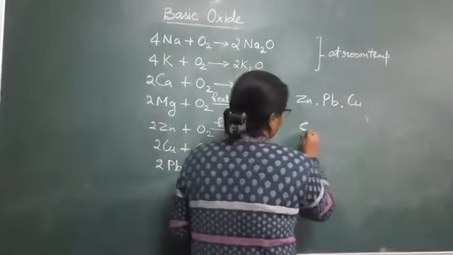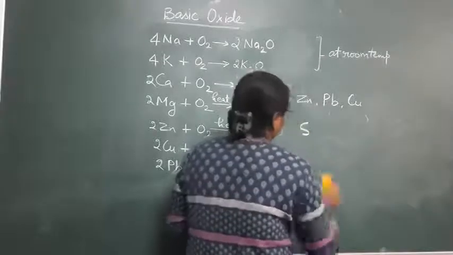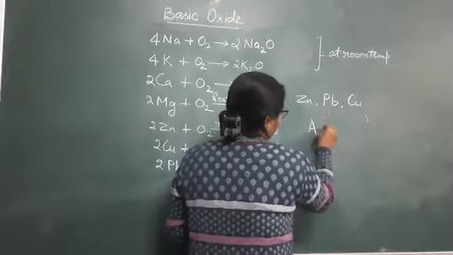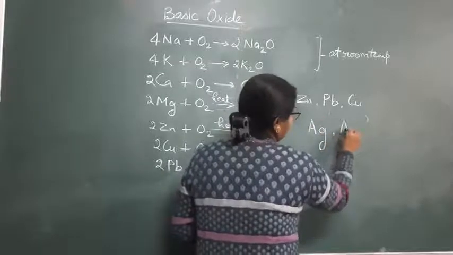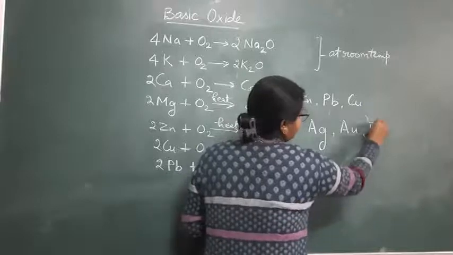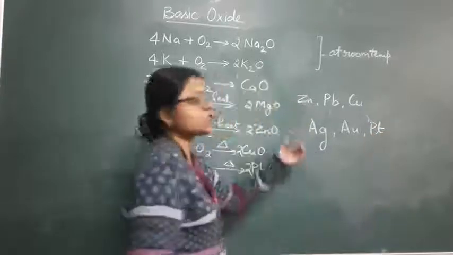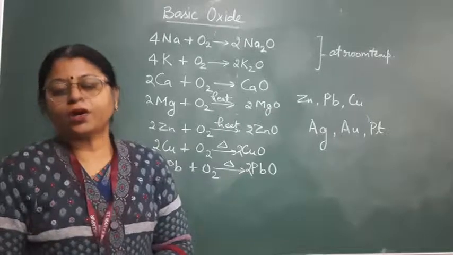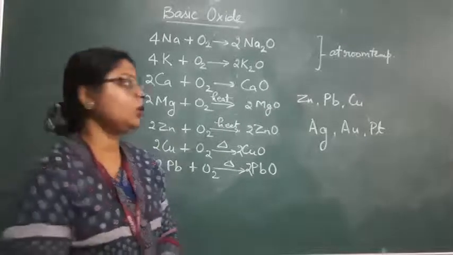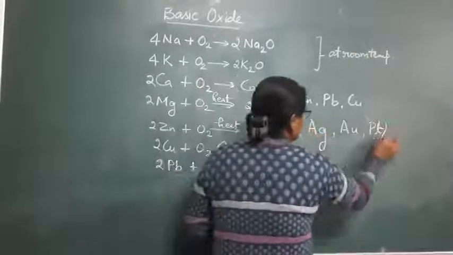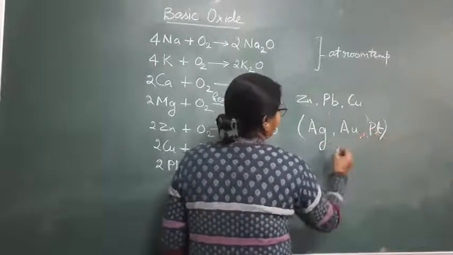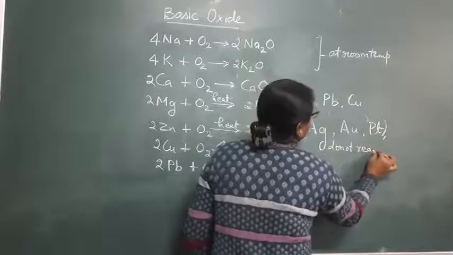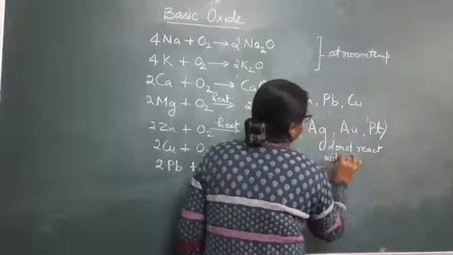Silver, what is the symbol of silver? Ag. Gold, symbol Au. Platinum, symbol Pt. These metals do not react with air or oxygen. So silver, gold and platinum do not react with oxygen.